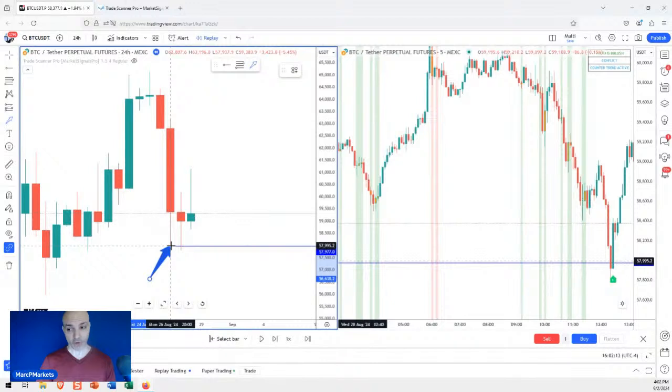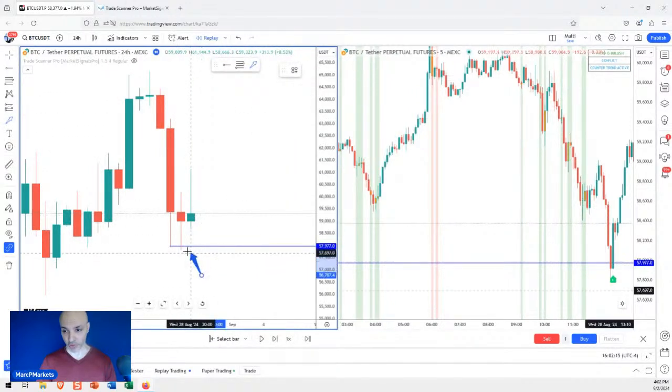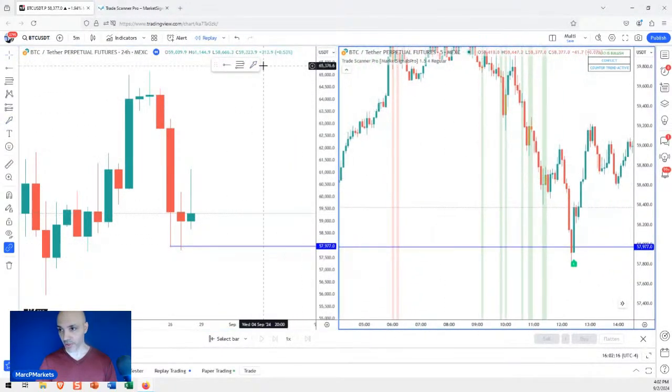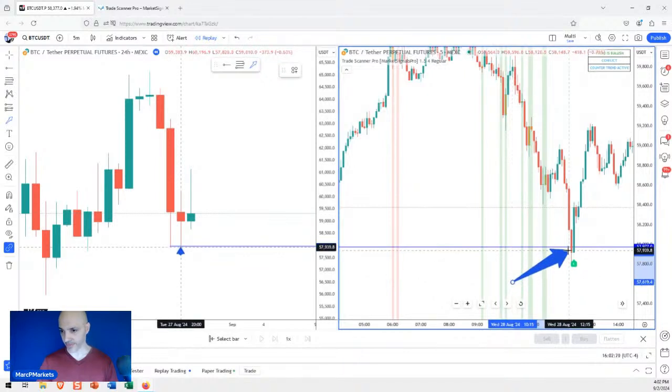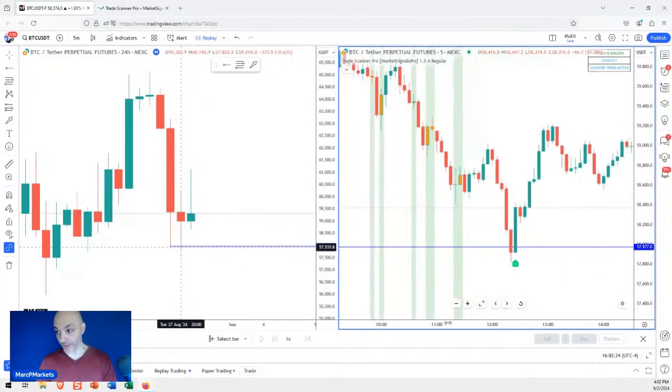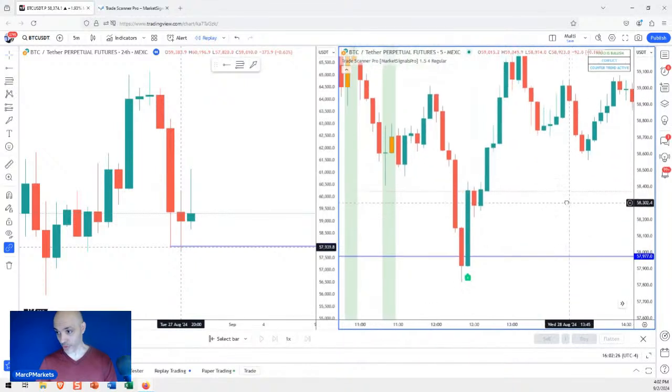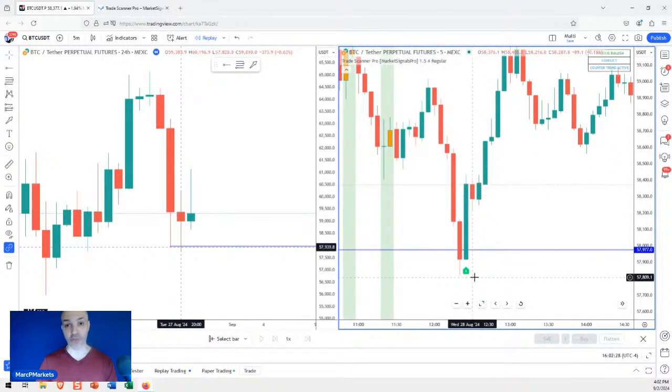This touch occurs first. You're looking for the second touch, right? Because you have a point of reference. This is it. Okay, see how the arrow lines up? That's it. So on a 5-minute chart, the Trade Scanner Pro called the trade.